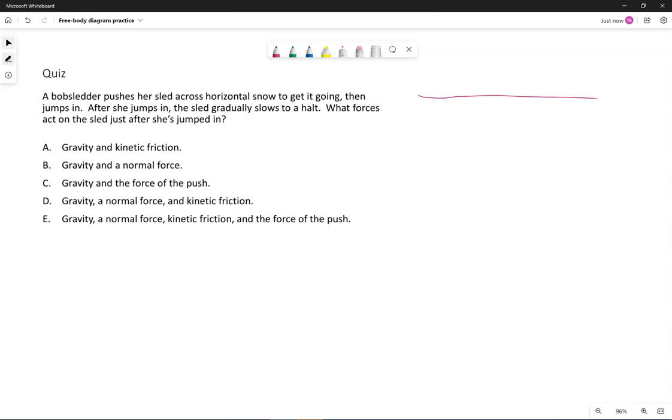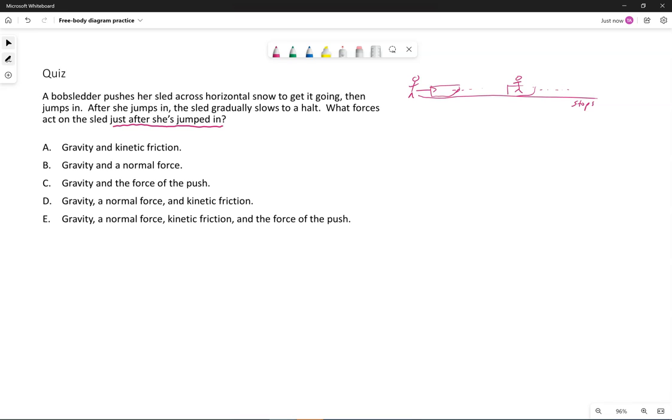So I'm going to draw just a rough sketch. We have this sled. Initially, this sled is being pushed by the person. So it's moving, we get it going, but then she jumps in and the sled keeps moving, but it slows down and stops. Specifically this question, what forces act on the sled just after she's jumped in?